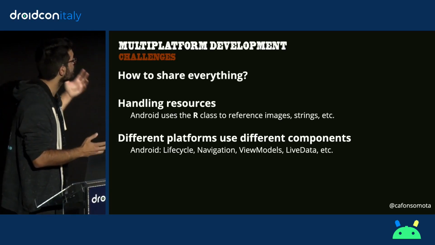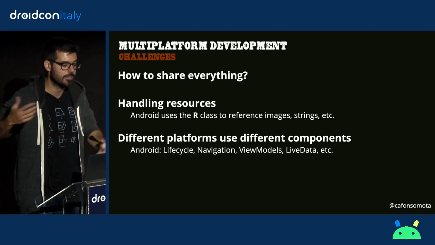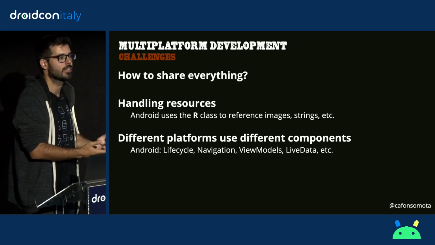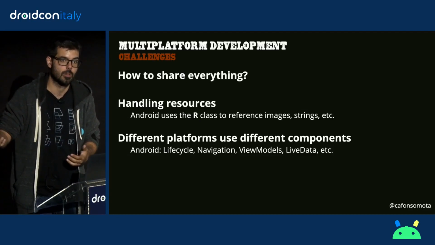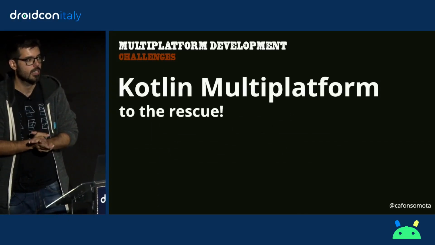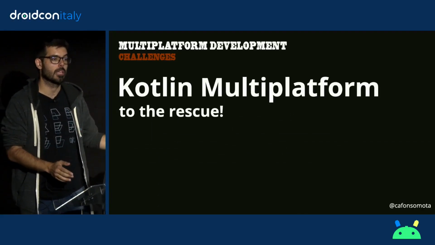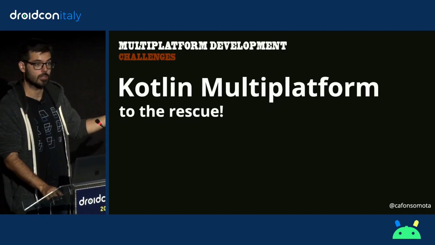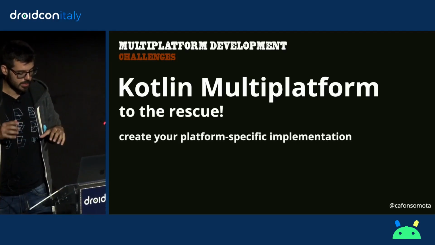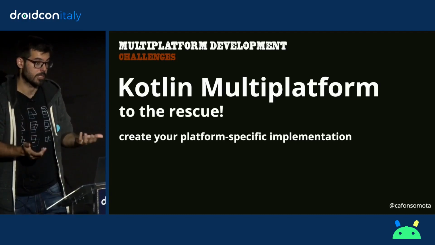Also, there are a lot of things that are Android specific. For instance, the navigation, the life cycle, the view models, the live data, the flows, all of this is Android specific, and it doesn't exist on the desktop or for iOS. So there are a lot of challenges. And once again, we've got Kotlin Multiplatform to the rescue. This is why it's called Compose Multiplatform. So when something doesn't exist, you can always create your platform-specific implementation.